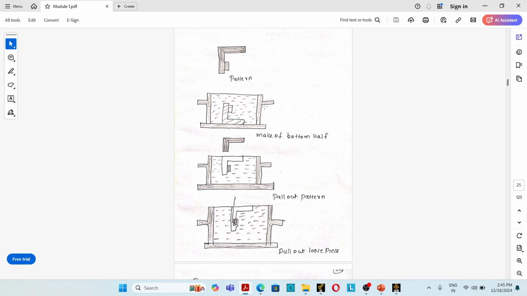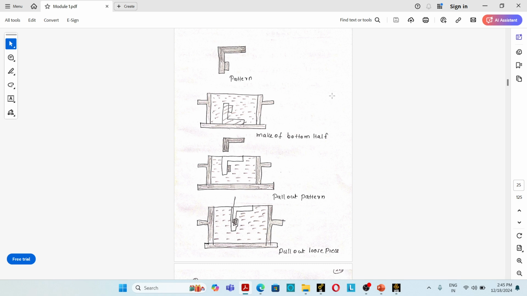So what is a loose piece pattern? See, loose piece patterns are usually used for making an undercut in a sand casting mold. So this is the undercut. A single solid piece pattern cannot be used for making the undercut. While we are removing the pattern, there is a chance that the sand casting mold will break. So in order to avoid that problem, a loose piece pattern is used.